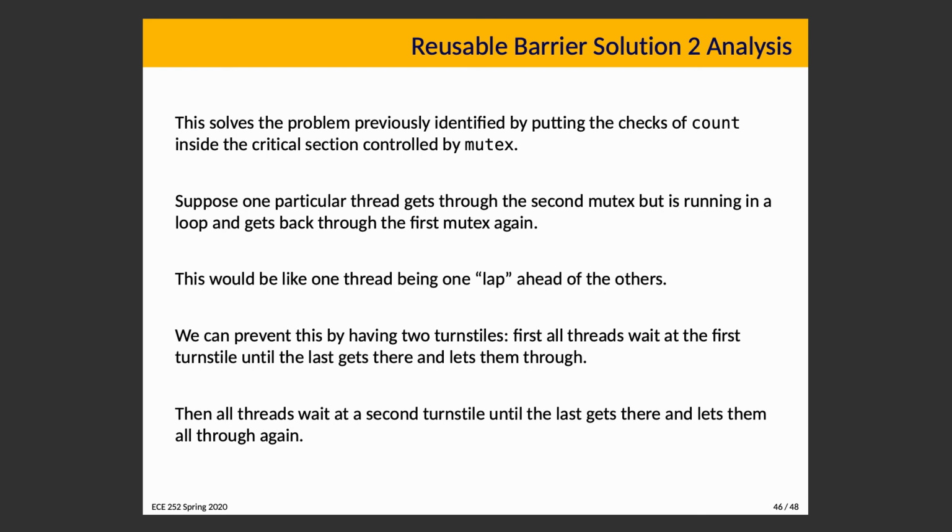We could prevent that by having 2 turnstiles. That is, all the threads wait at the first turnstile until the last one gets there and then lets them through. And then there's a second turnstile, so until the last person is done, and then everybody lets them all through again. This is more akin to the idea of if you want to go to a restaurant and you have to wait for your whole party to be there, then you have a turnstile that says, this is the host, that says we have to wait for everybody to be here, and then you can have a table. And then the second stage is maybe nobody is allowed to leave until everybody has paid. Something like that is perhaps a way of thinking about it.